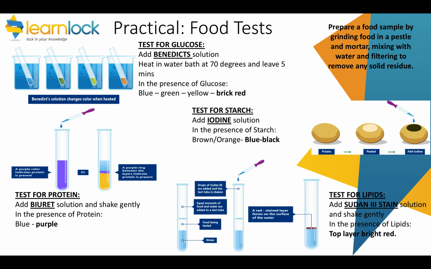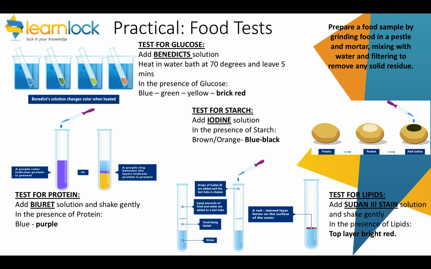You also need to know about food tests. So how would you test for certain foods? Now, to do this, you would need to prepare your sample by grinding it down in pestle and mortar and mixing it with water and filtering it so there's no solid bits inside. The test for glucose involves adding Benedict's solution. You would add the Benedict's solution to your sample and then heat in a water bath and leave. And if glucose is present, you will see a colour change of blue to green to yellow to brick red.